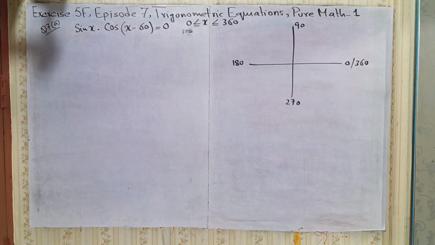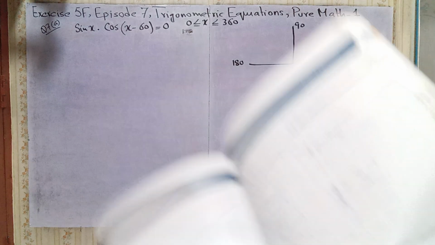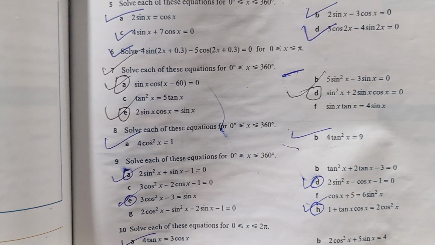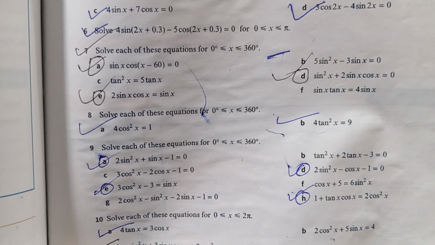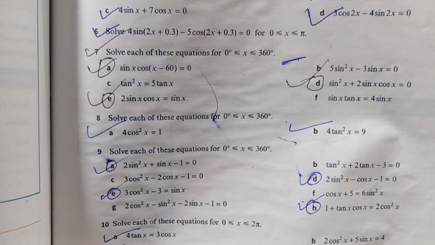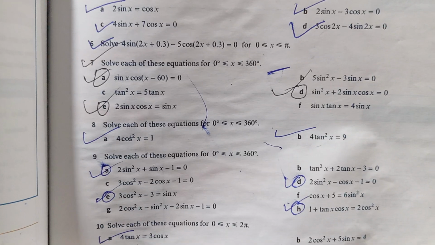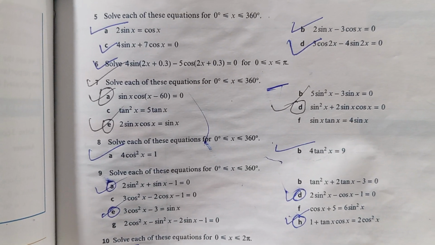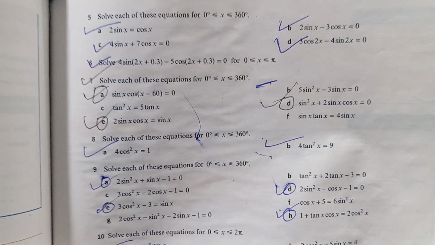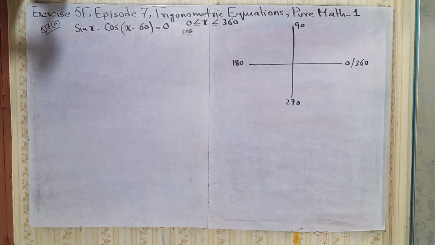So the question number 7 of the exercise 5F, its A part is showing up on your screen. So let me show you question number 7. And he says solve each of these equations for x from 0 to 360. A part is sine x cos (x minus 60) equals 0. So we have to solve it. We have to get the values of x. So let me do this question.